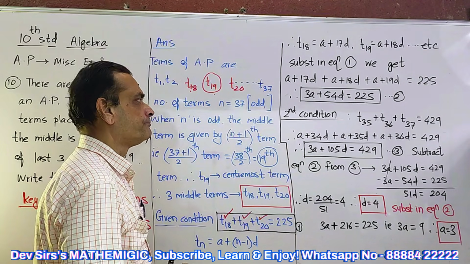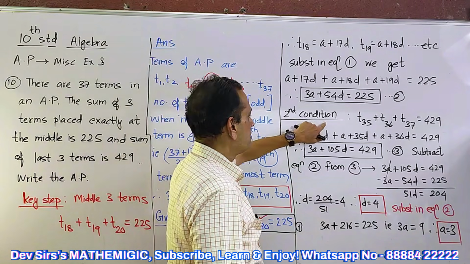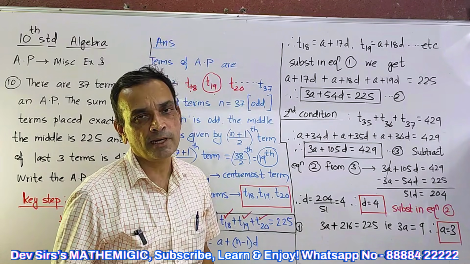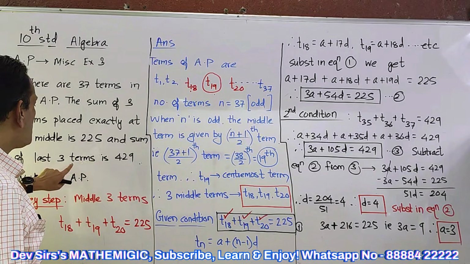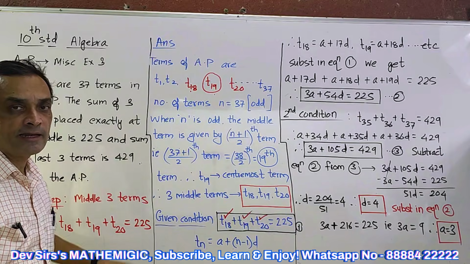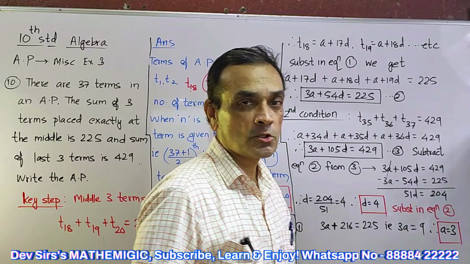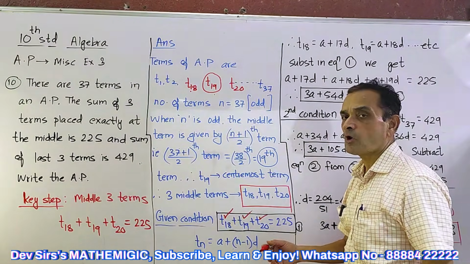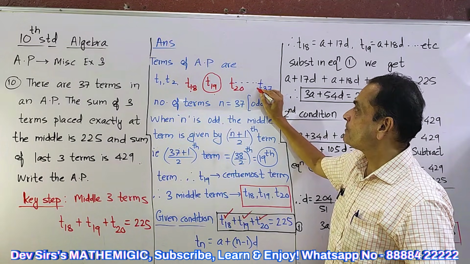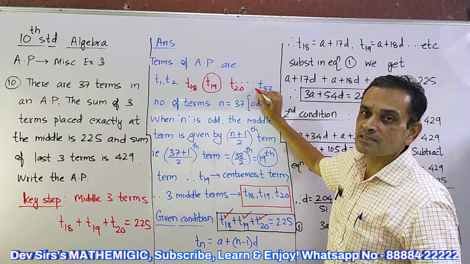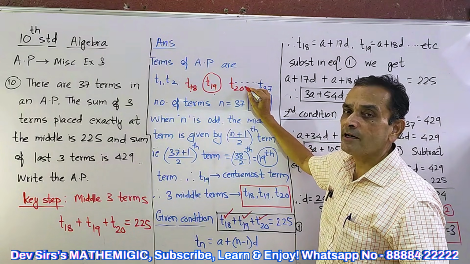Right? Okay. Second condition. Second condition तो बहुत simple है. See, sum of the last three terms is 429. अभी last three terms क्या है दोस्तों? Last three terms there is no formula direct, you can see. There is the last term. इसके पहले T36, इसके पहले T35.